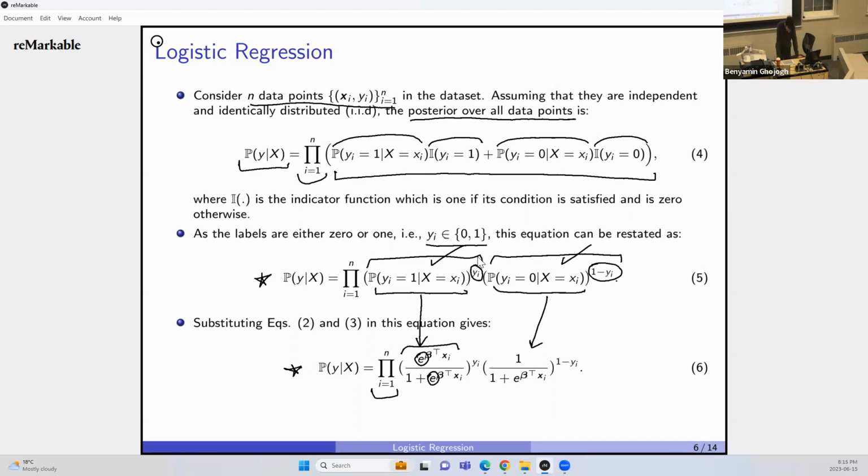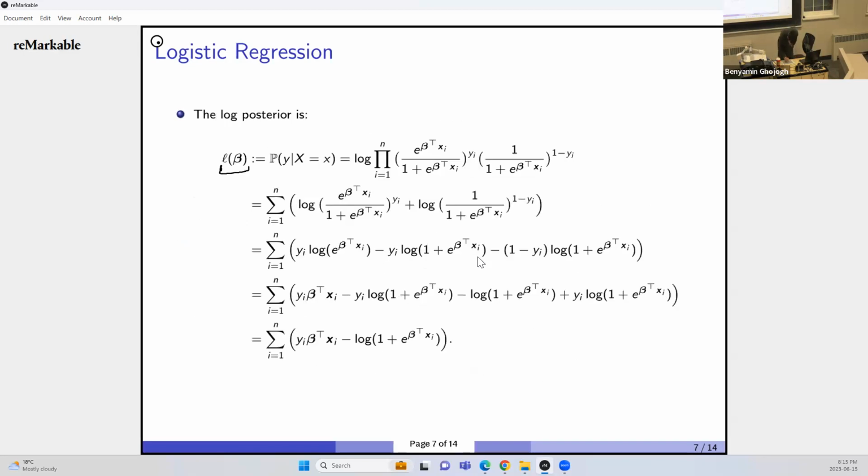So I'm using the opposite operator, which is logarithm. I take log of this. So if I take log of this, then I have this multiplication. This log of multiplication becomes sums of logs. So sums of logs.